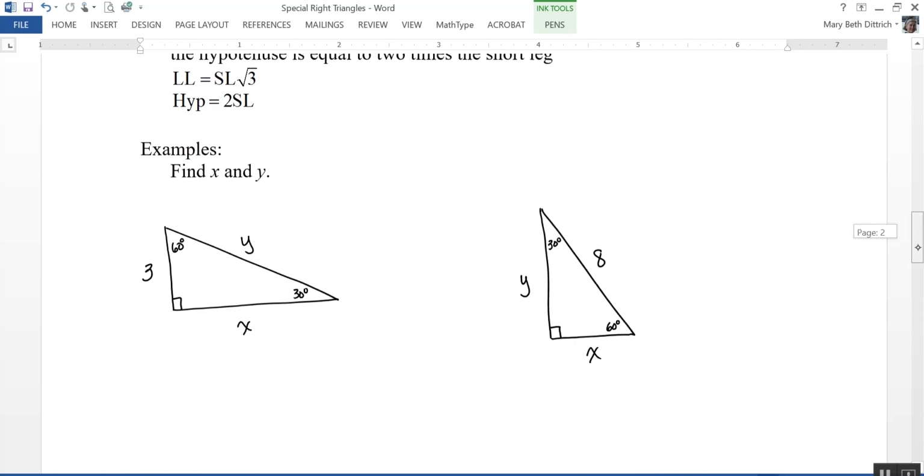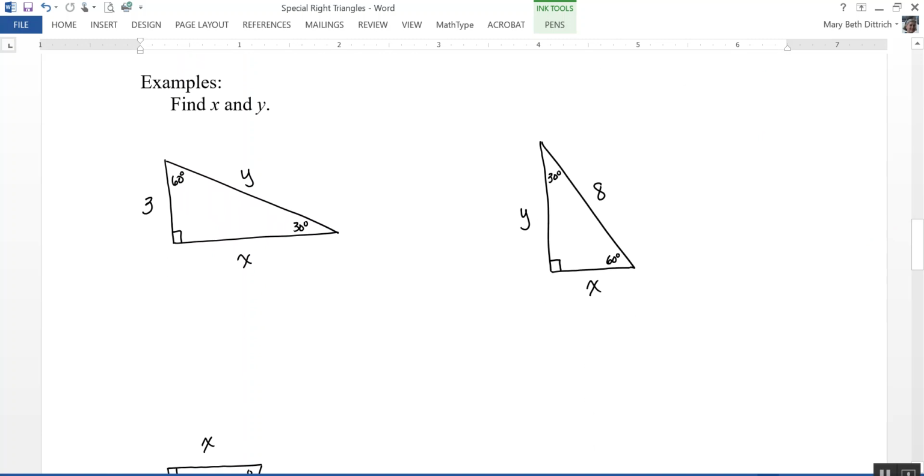Knowing that, let's take a look at, we actually have 3 examples here. In the first one, my short leg is 3, my long leg is x, and the short leg is 3 because that's the side opposite the 30, the long leg is opposite the 60, and y is my hypotenuse. Since I know the short leg, I'm going to start with that. So I know that the hypotenuse is equal to 2 times the short leg. My hypotenuse is y, my short leg is 3. So my hypotenuse is equal to 6.